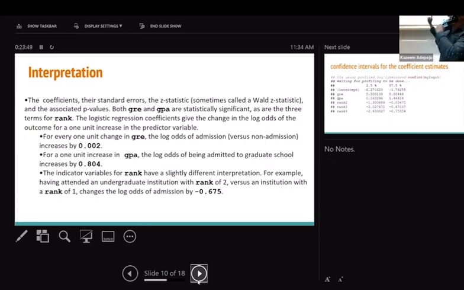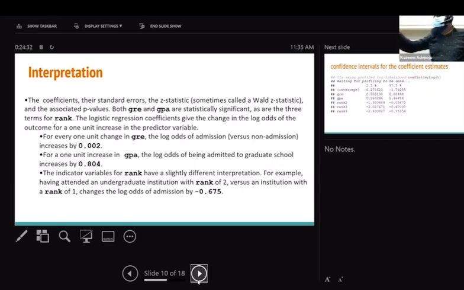For example, having attended an undergraduate institution with a rank of 2 versus an institution with a rank of 1. I told you, anytime I want to interpret rank 2, I'm going to say versus rank 1, because rank 1 is the reference. Then I'm going to say that it changes the log odds of admission by that. That is how to interpret rank 2.